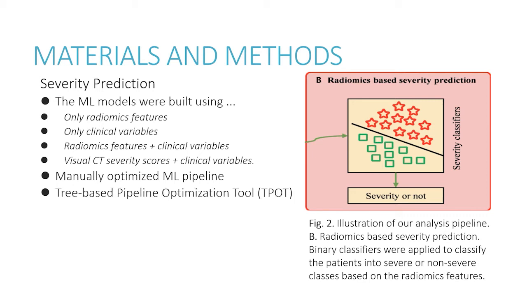In addition to the manually optimized machine learning pipelines and automatic machine learning algorithm, the tree-based pipeline optimization tool, TPOT, was used. TPOT automatically outputs the most optimized pipeline after being trained and validated.